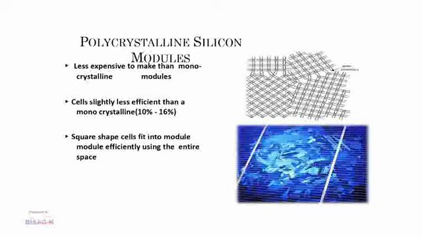Polycrystalline silicon models. Less expensive to make than monocrystalline models. Cells are less efficient than monocrystalline: 10% to 16%. Square shaped cells fit into the model efficiently and use the entire space.